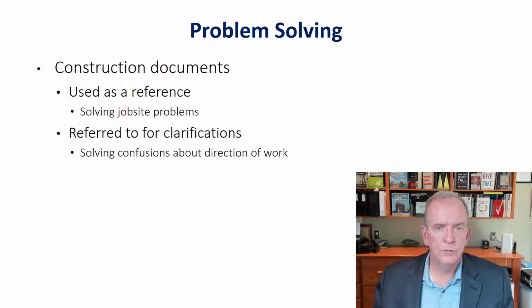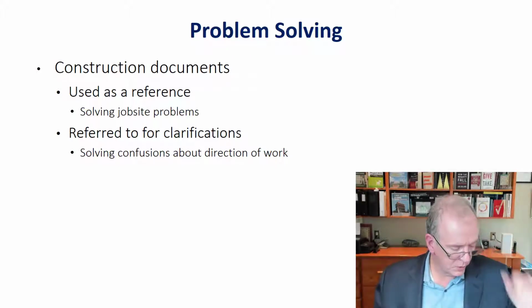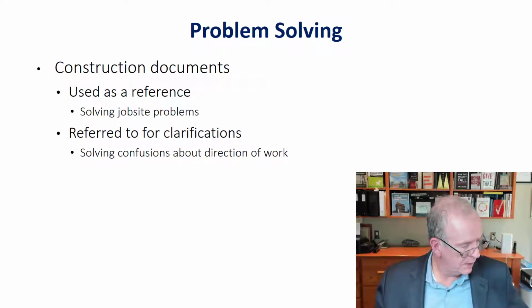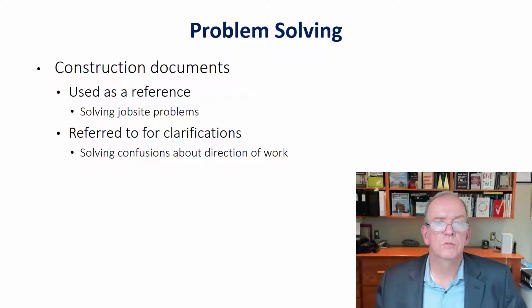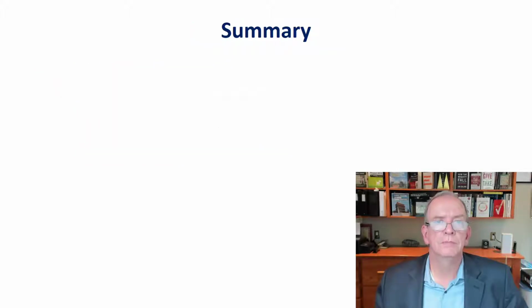It can be referred to for clarifications. We're going to look at that in our case study that is in the textbook, the Construction Site Management textbook, which is an excellent case study. And it's on page 66 if you have the textbook version. But if you don't, it's at the end of chapter 3, and it's called Example 1 under Problem Solving. It gives a good example of how we utilize the documents where there's potential for disagreement.